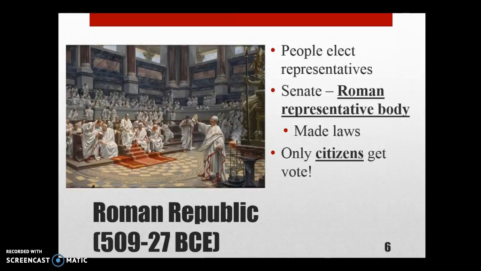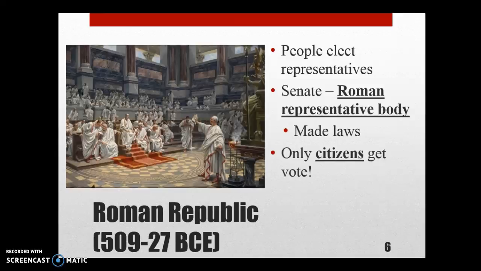A republic means the people elect their representatives. In Rome, this body was called the Senate. Here you can see some of the connections in modern Western civilization or the United States with classical Rome. We also have a representative body called the Senate. The Senate will make the laws, much like we've talked about previously with Greece.